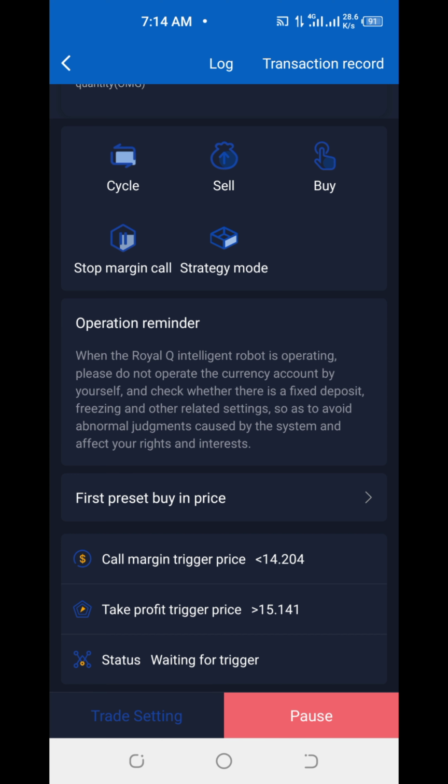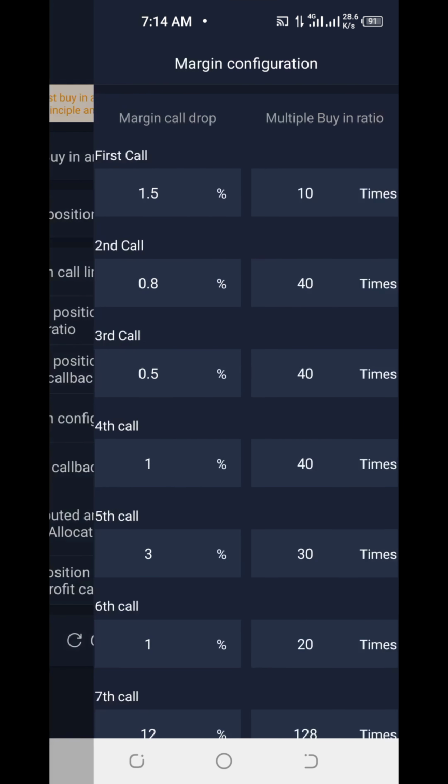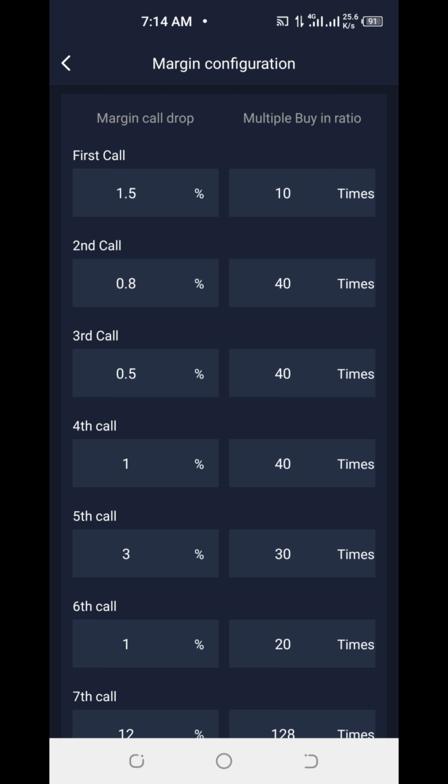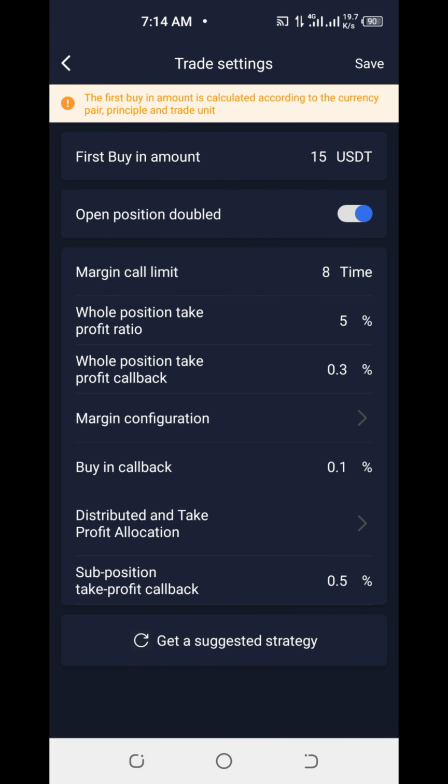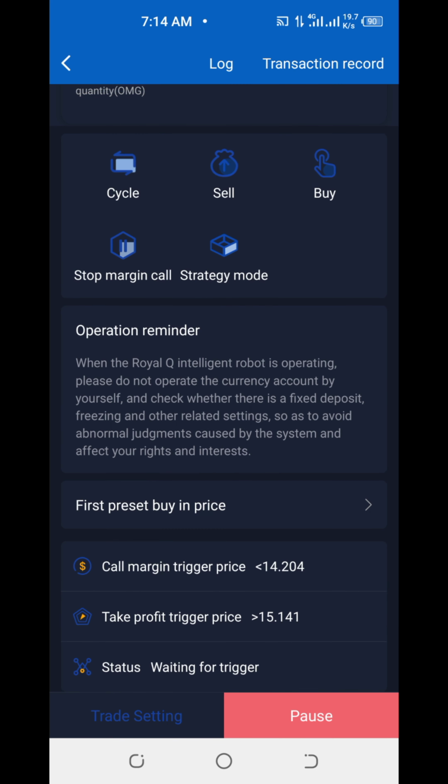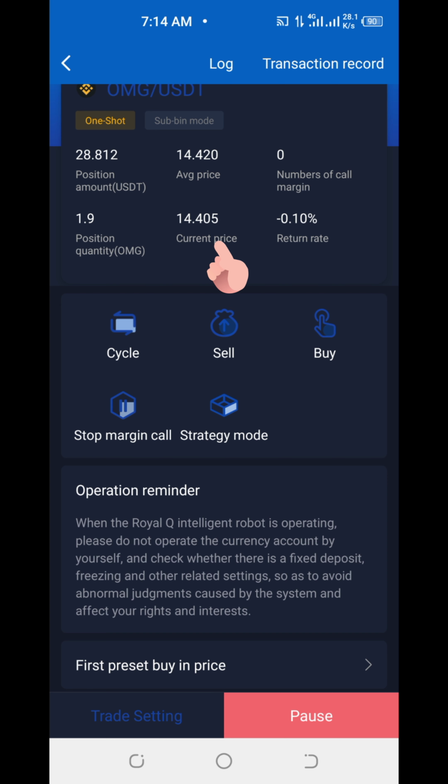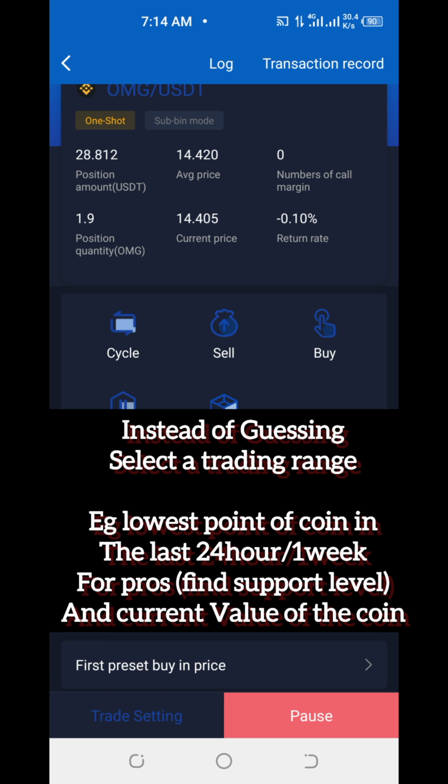So it means that if it drops by 1.5%, it is going to buy for me. So that 1.5% drop is 14.2. Current price is currently 14.4. Okay, so how do you do if you want to just make a trade within a specific region and you want to divide the calls?